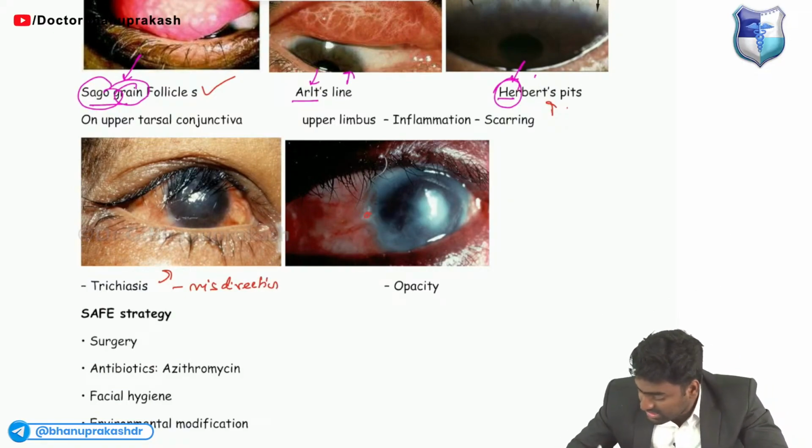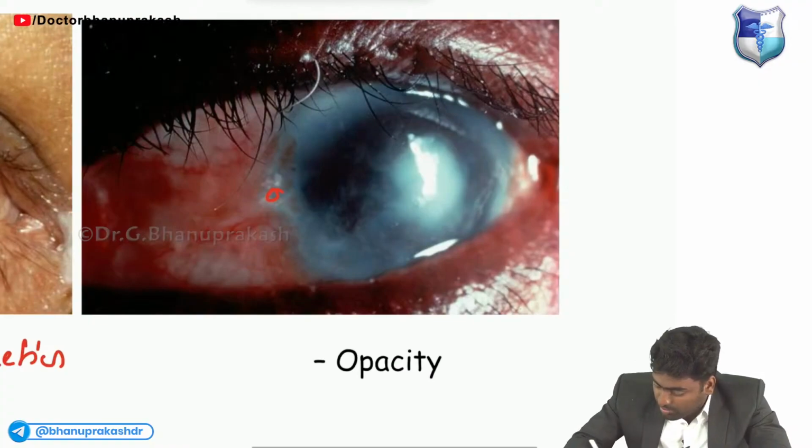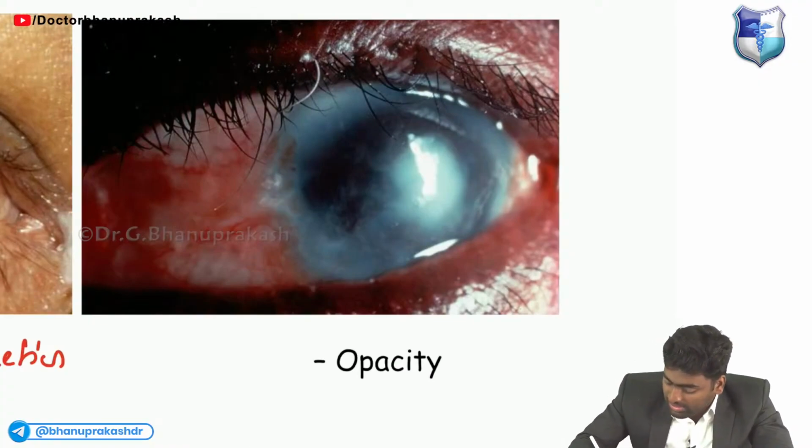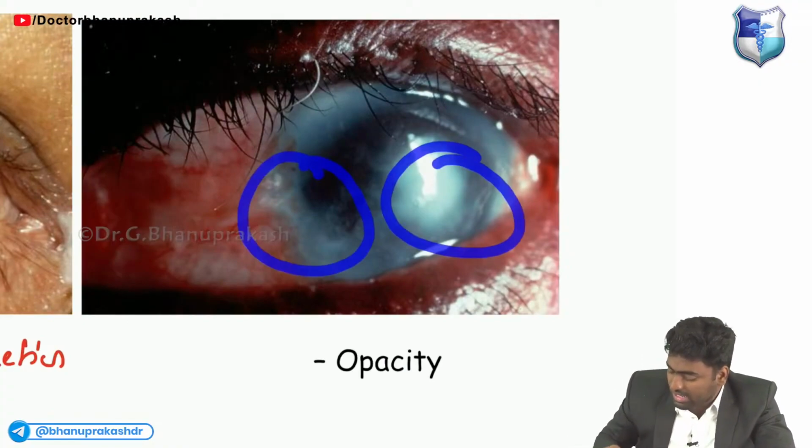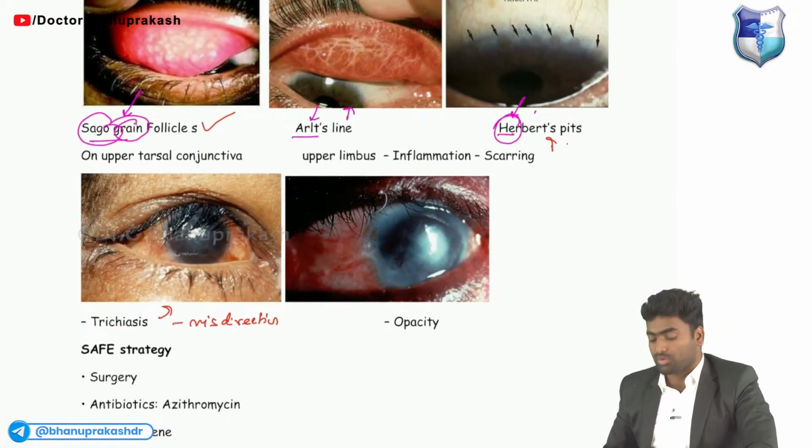Okay, and it will cause this opacity over this region. So you can see, right? It is the cornea. Here you will be able to see this whitish opacity. Usually it will be clear, but here you will be able to see this opacity is there. So this type of opacity will be seen in a case of trachoma.